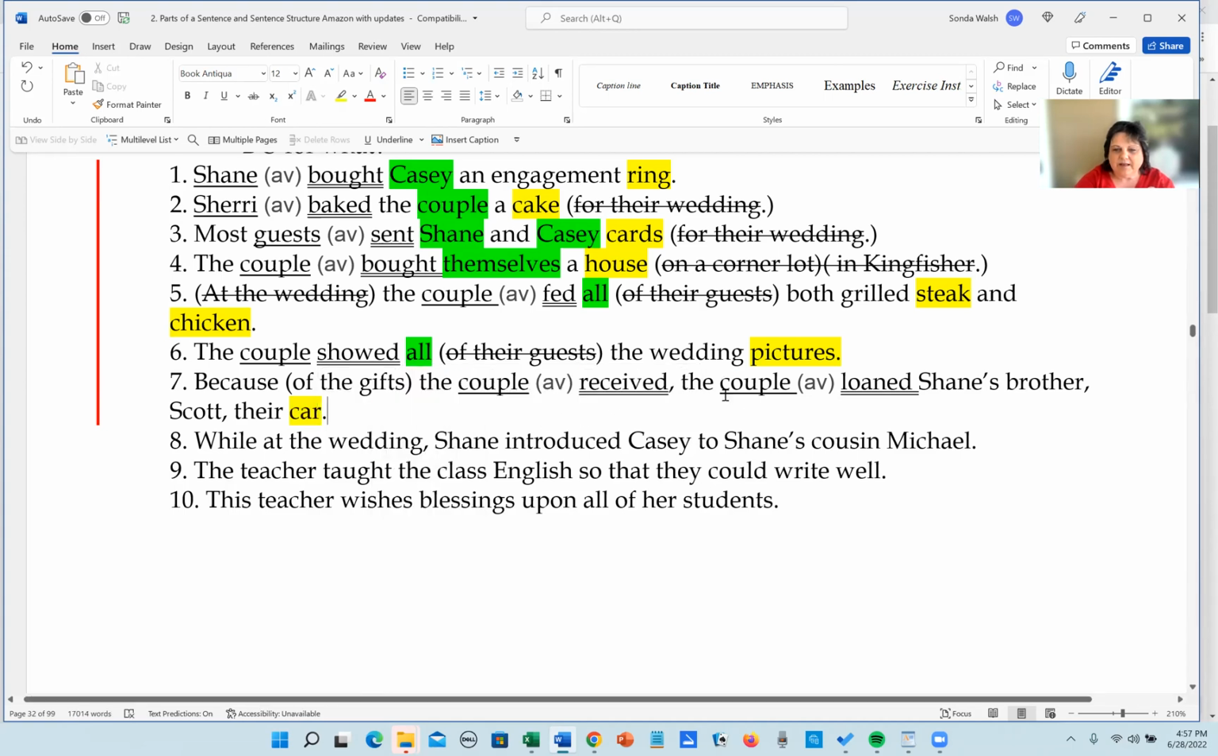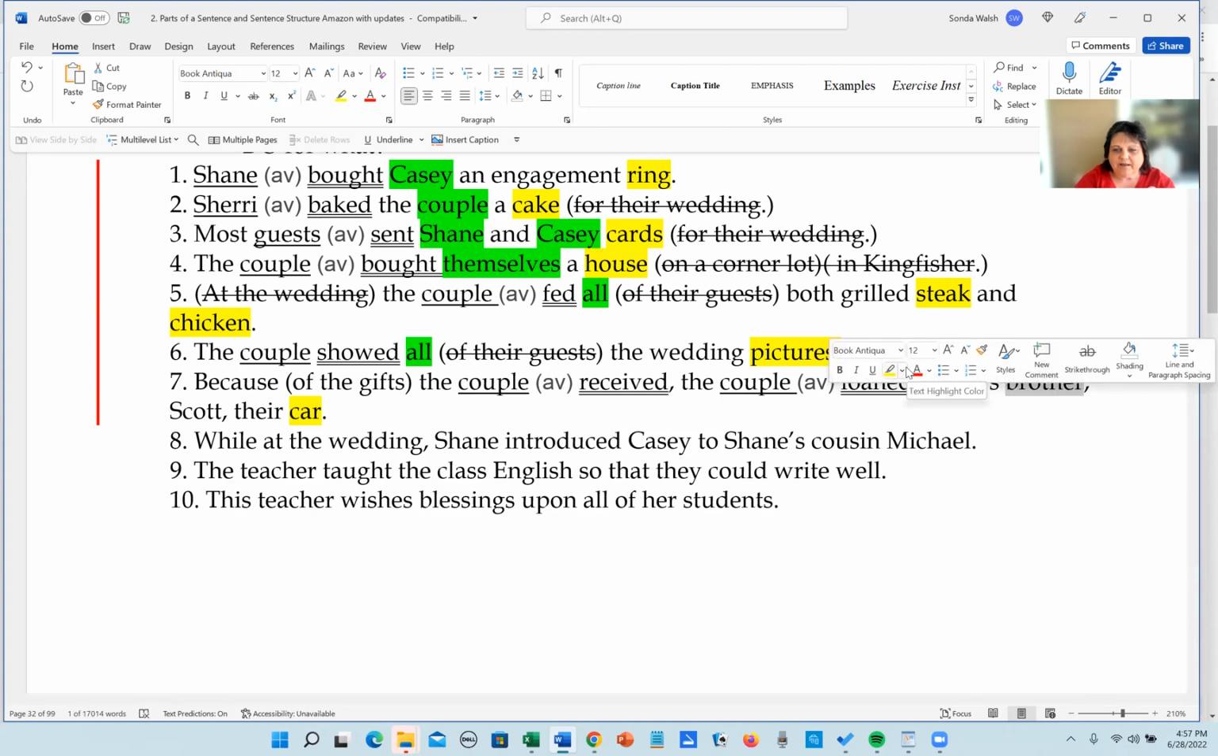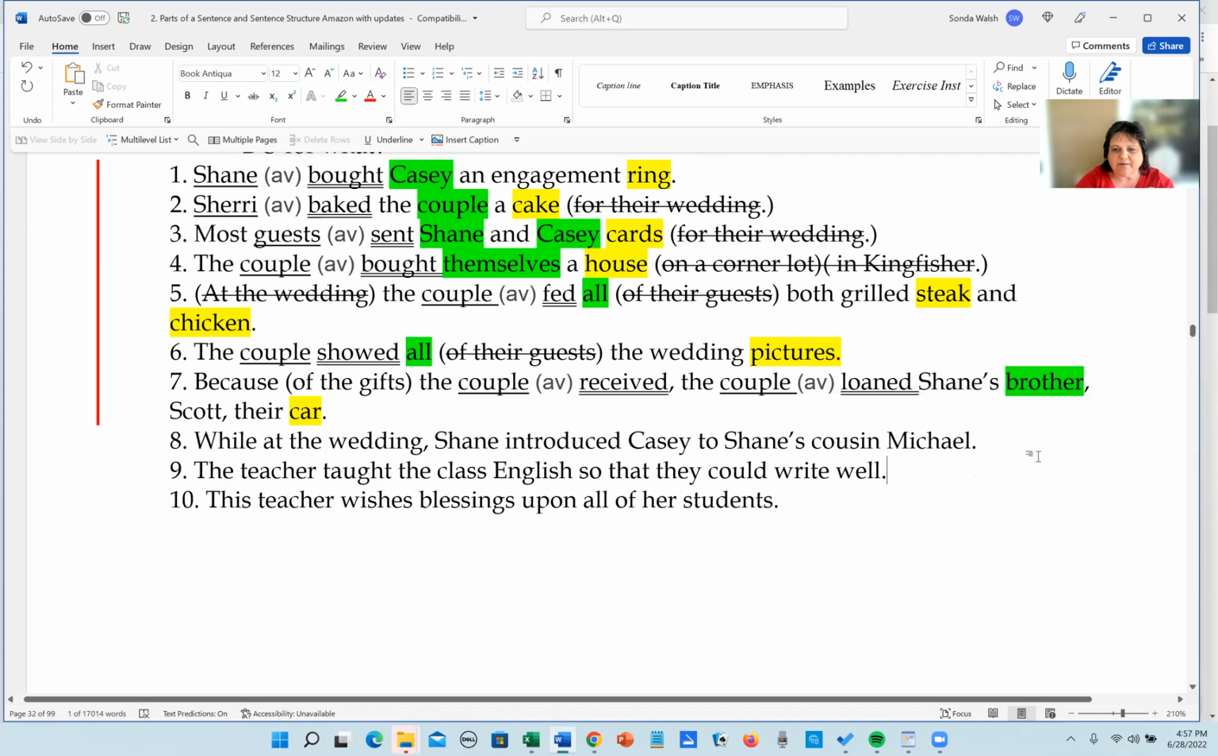Okay, and then I'm going to make my next question. The couple loaned their car to whom? To what? To Shane's brother, Scott. So brother is our direct object. I'm sorry, indirect object. Now, if you said Scott, that's really not correct because Scott is what we call an appositive. It's just a word that renames another noun. The indirect object is brother. So if you got Scott, you're close. Give yourself a half a point for that one.